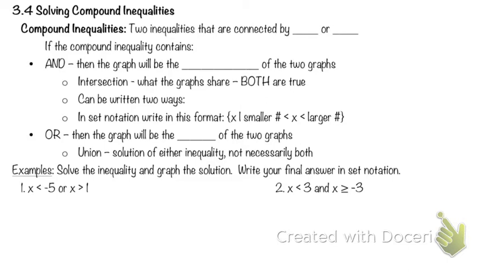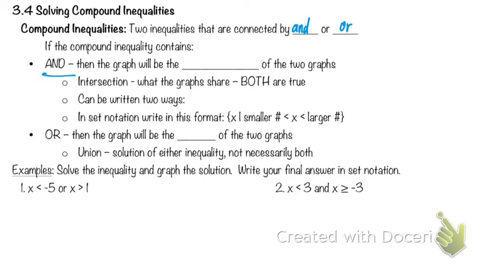Compound inequality. So compound, we're putting multiple things together, okay? That is what compound means. So two inequalities that are connected by the word and or the word or. It's kind of weird to see or there. But they're inequalities connected by the word and or by the word or. So we have our and inequalities and we have our or inequalities here.